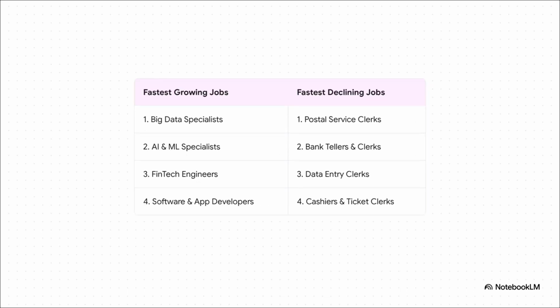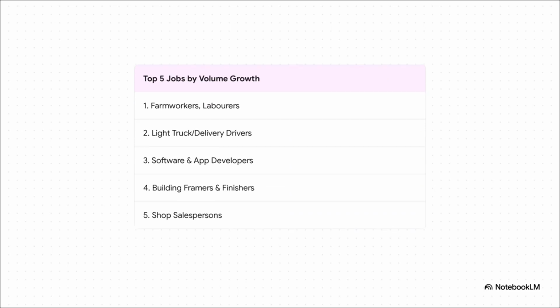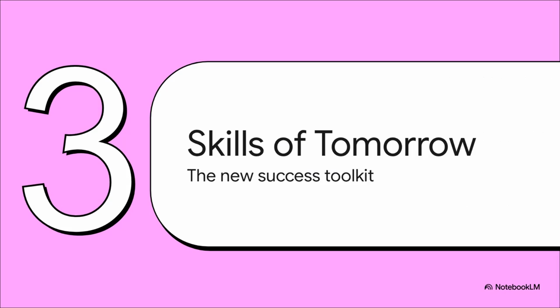And if you look at this table, the pattern is just crystal clear, isn't it? The jobs that are growing the fastest are all about tech: big data specialists, AI and machine learning experts, software developers. And the ones declining the fastest, they're those routine, clerical jobs, things that can be automated pretty easily. But, and this is where it gets really interesting, when you look at which jobs will grow by the largest number of people, the story flips. It's not all high-tech. The biggest growth in sheer volume is expected in really foundational roles: farm workers, truck drivers, construction workers, and salespeople. So, okay, knowing which jobs are growing, that's only half the story.